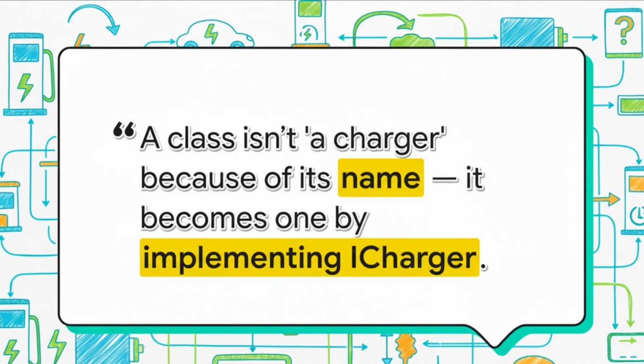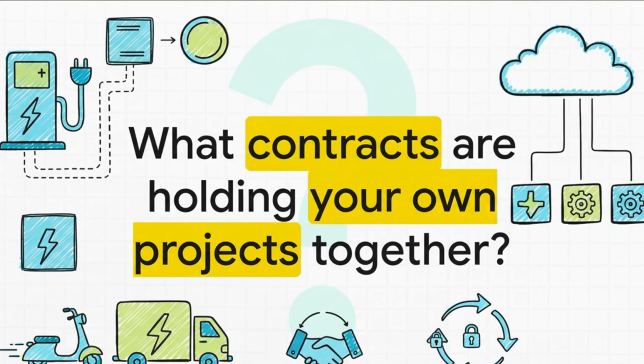It's a complete shift in how you think about building things. So that leaves us with a final question for you. Think about the projects you work on. What are the contracts that are holding them together, even if they're not explicitly written down? What are the core capabilities? And could making those contracts the protagonists of your design make everything you build just that much more flexible, scalable, and powerful? Something to think about.